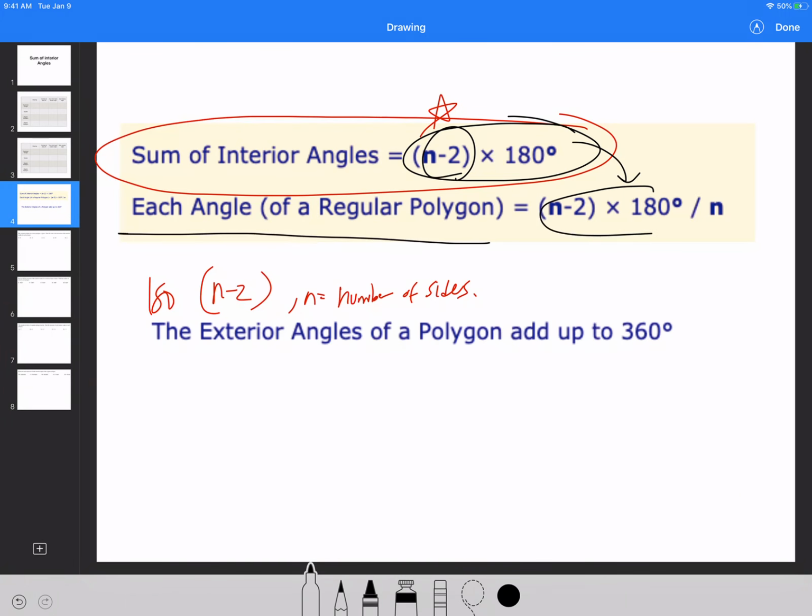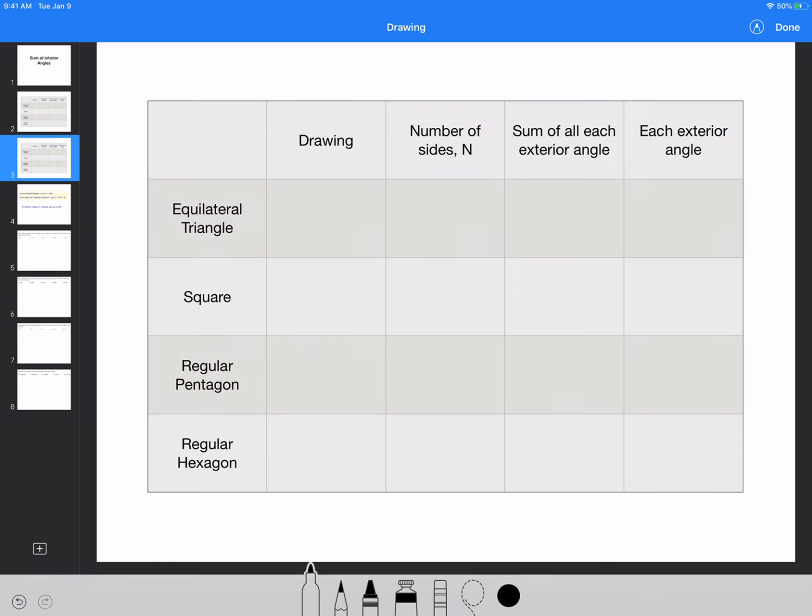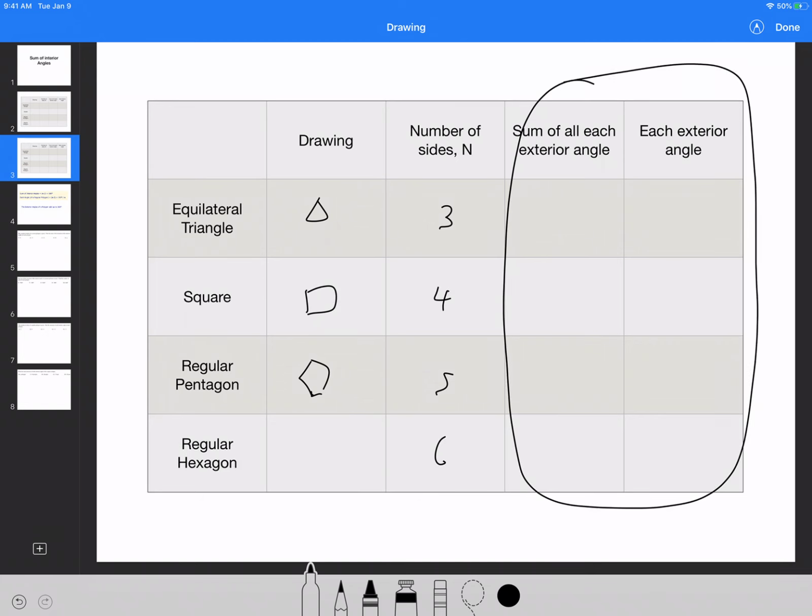Just like before, you take the sum of the interior angles, which was the previous formula, and you divide by the number of sides. Simple as that. Okay. For the next part, the drawing and number of sides, you can just copy and paste it, or in your case, you can just add these two columns at the end. So we have these drawings here, and then we're talking about the sum of each exterior angle.